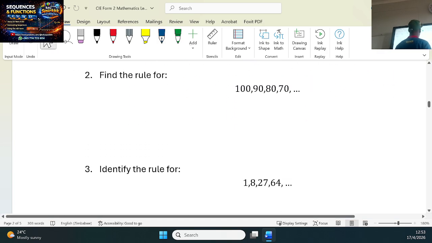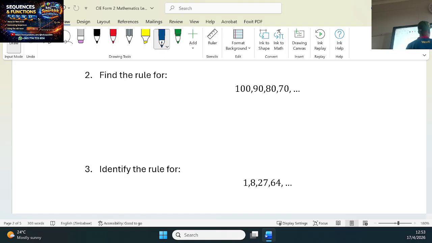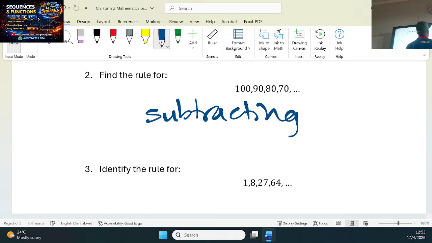Then moving on, we are interested in the rule. What are we doing to find the next term? So as we can see, we're starting with 100, 90, 80, 70. So it looks like as we grow the term, we are subtracting 10, that's our rule. Or if you want, you can say minus 10 is the rule.